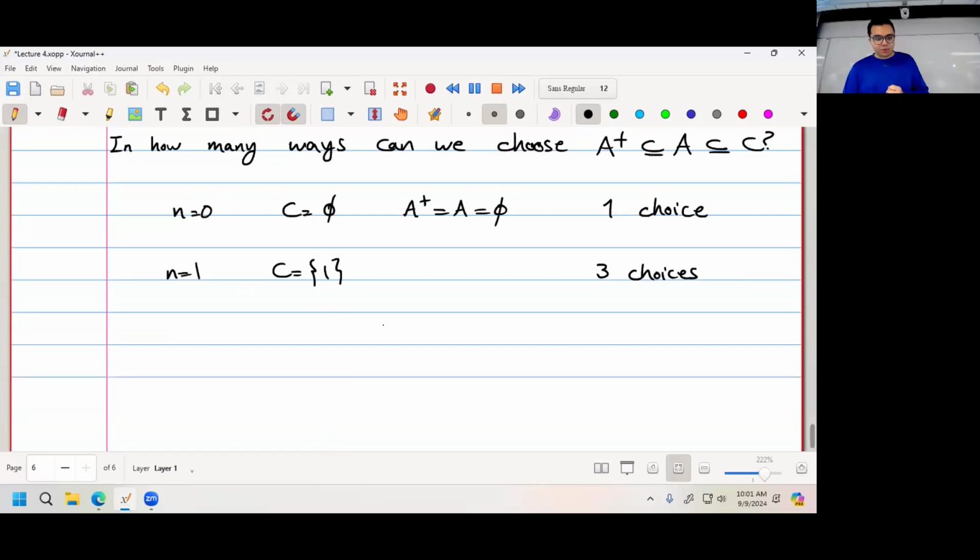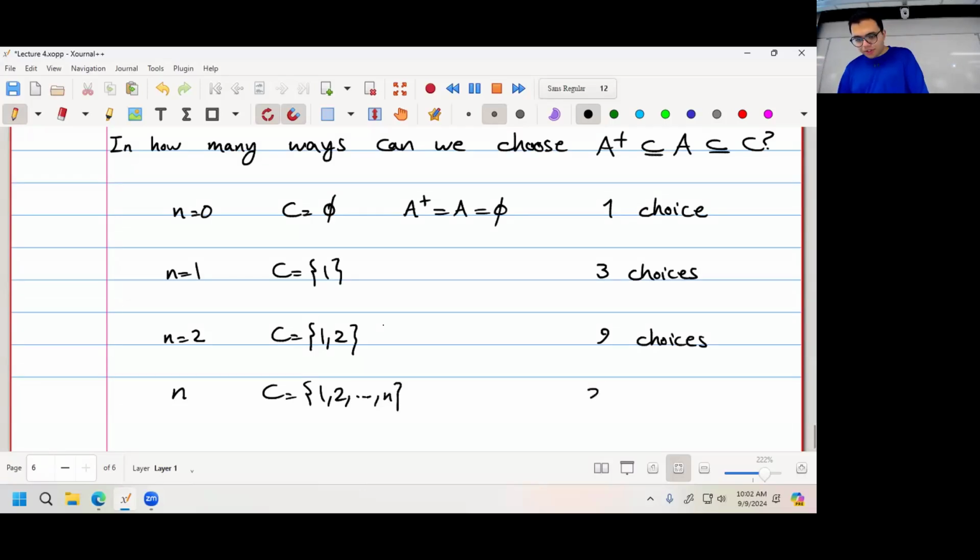Now let's say n is 2. I now have 2 students. But for each one of these 2 students, I have one of the 3 choices. Whatever I choose for student 1 is completely independent of what I choose for student 2. So I actually have 9 choices now. And generally, I guess that if I have n students and my C is 1, 2, up to n, I would have 3 to the power of n choices. This is my guess.